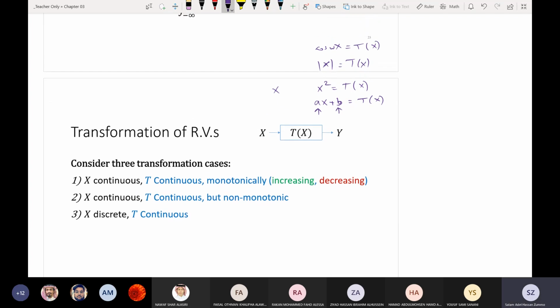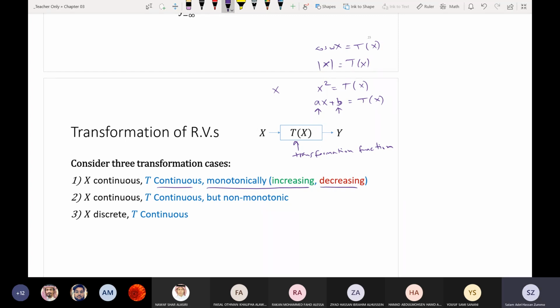So T of X, which is the transformation function, can take many different values. However, we will classify the way we look at it into continuous, monotonically increasing or decreasing.